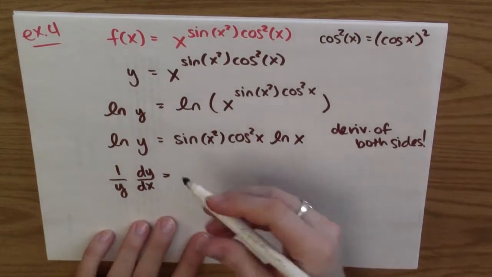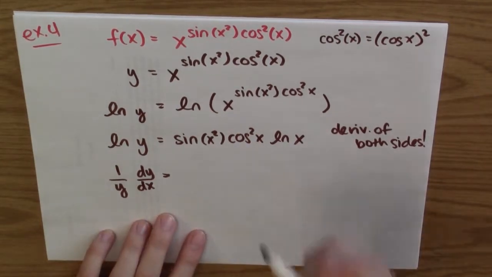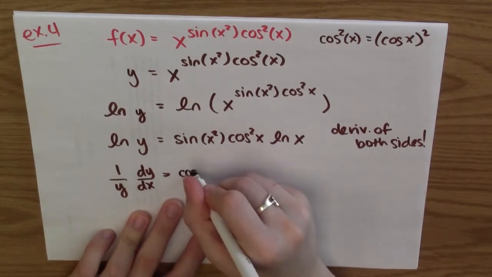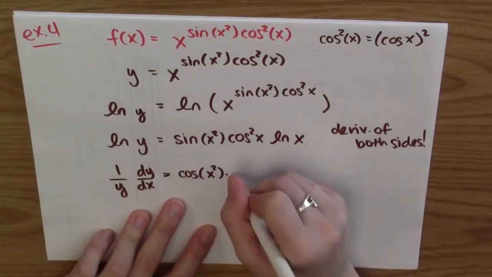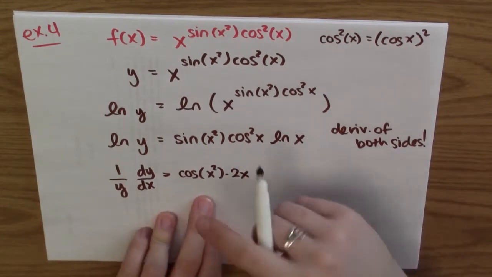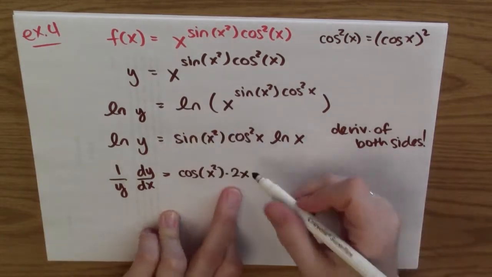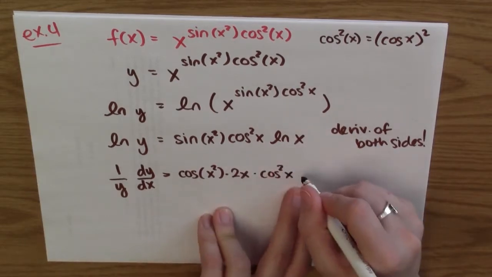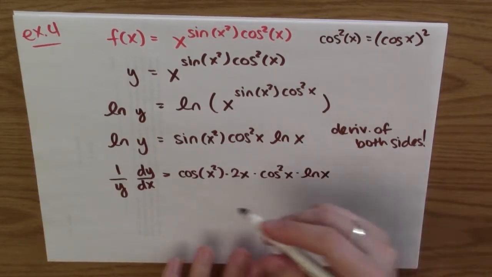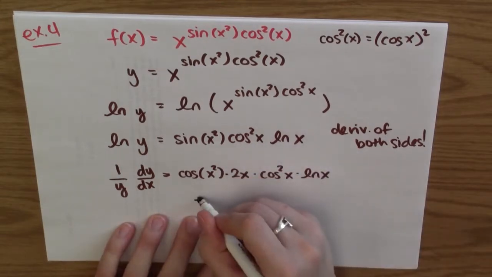So I have the derivative of sine x squared. Well, the derivative of sine is cosine. So cosine x squared times the derivative of the innermost function, which is 2x. So this is the derivative of my first piece of the function. And then I multiply by the other two functions, cosine squared of x times the natural log of x. So that's the first piece of my derivative.